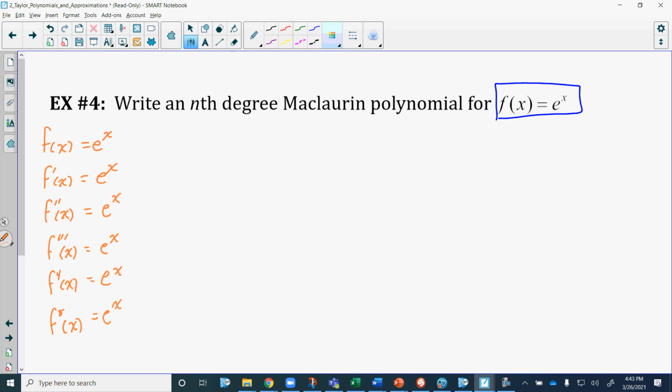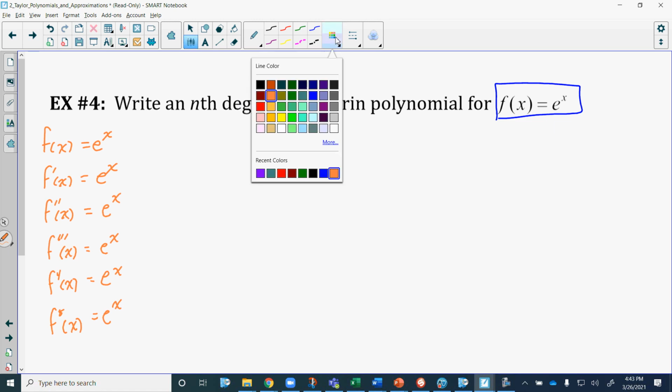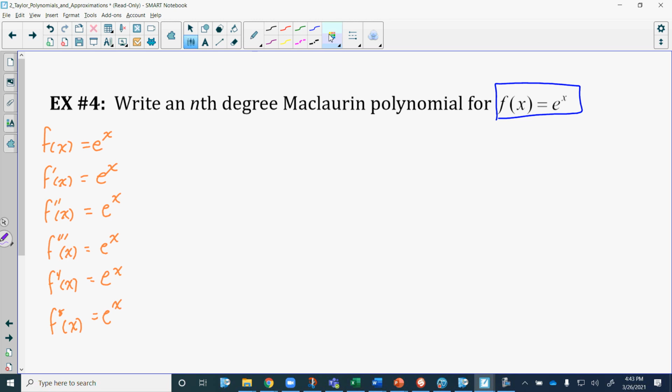Okay, and we want to know what the values of those are going to be. In this case, we're doing them at 0 still because it's a Maclaurin polynomial. So I'm going to say f of 0 here. And e to the 0 power, well, that's pretty easy. That's 1. All of these are going to have the same output because anything to the 0 power, besides infinity, obviously we're not worried about that one, is 1.